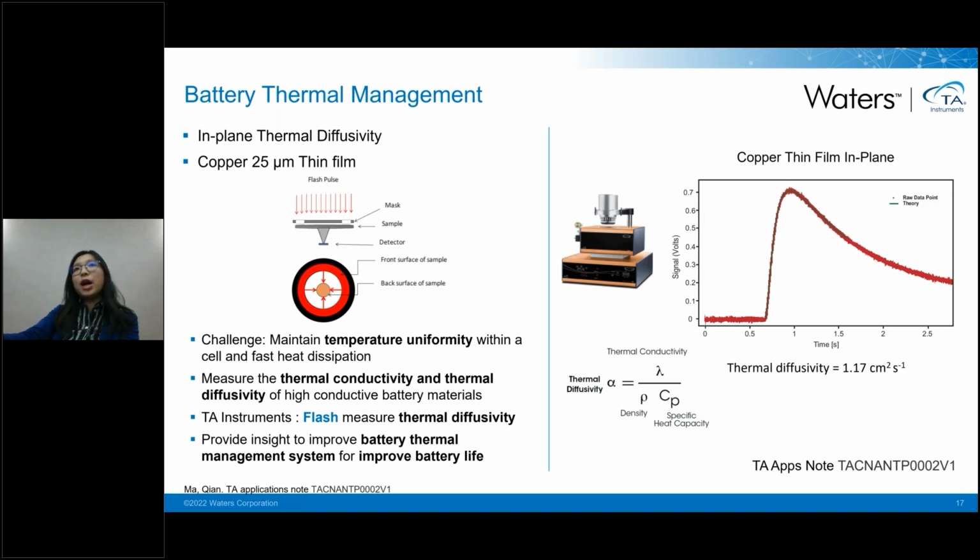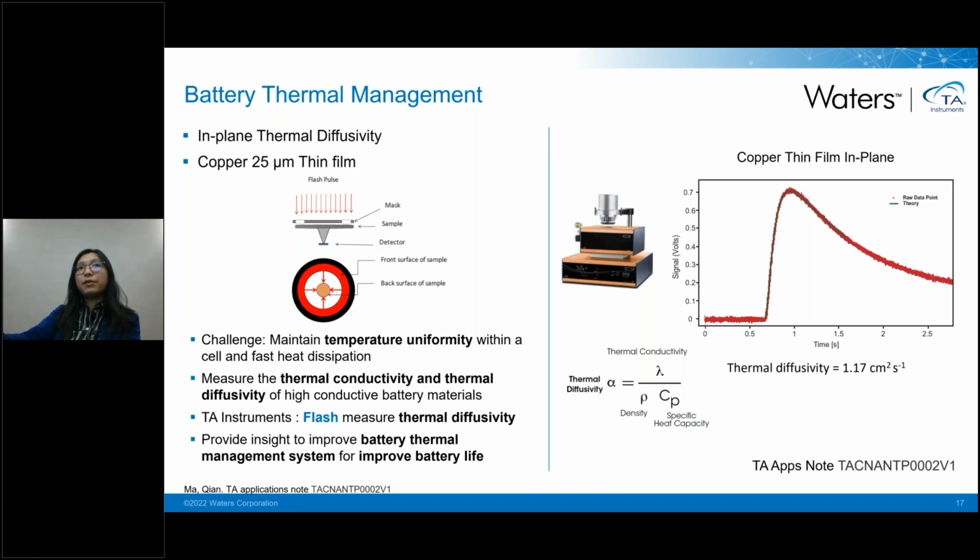One of the challenges of measuring thermal conductivity in a highly conductive material is that if the conductivity is too fast, it's difficult to measure. The flash system allows measuring the thermal diffusivity of high thermal conductivity materials. One example I'm showing here is the copper thin film.